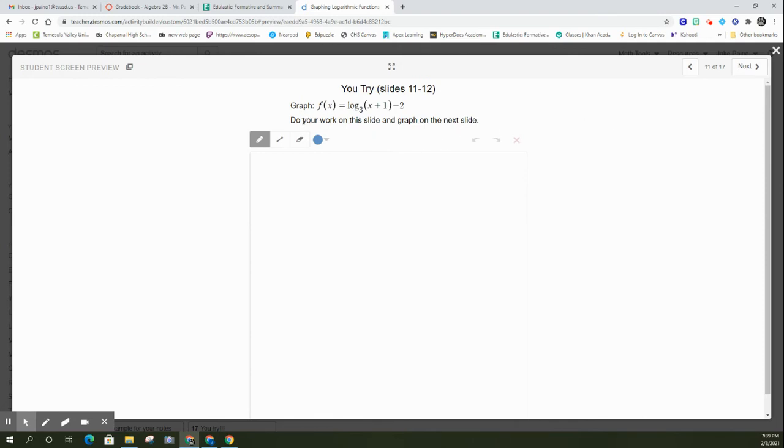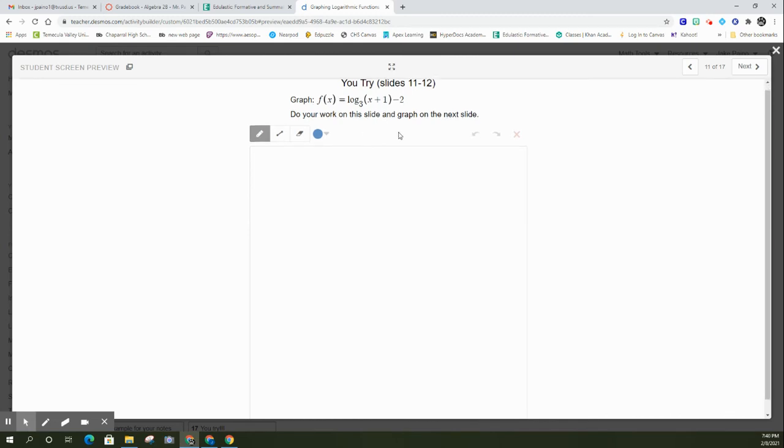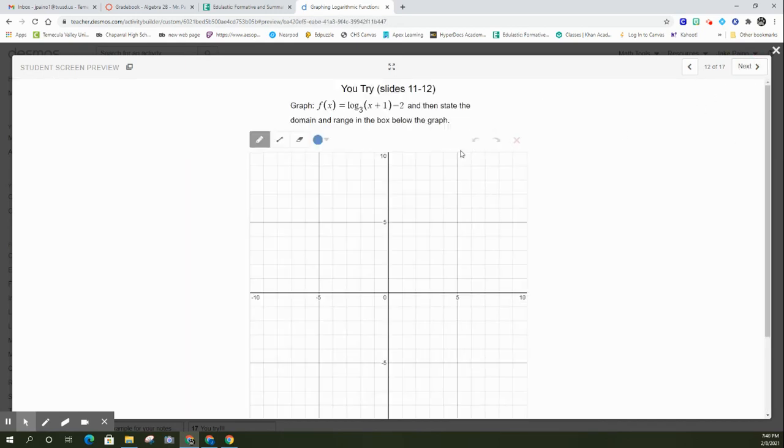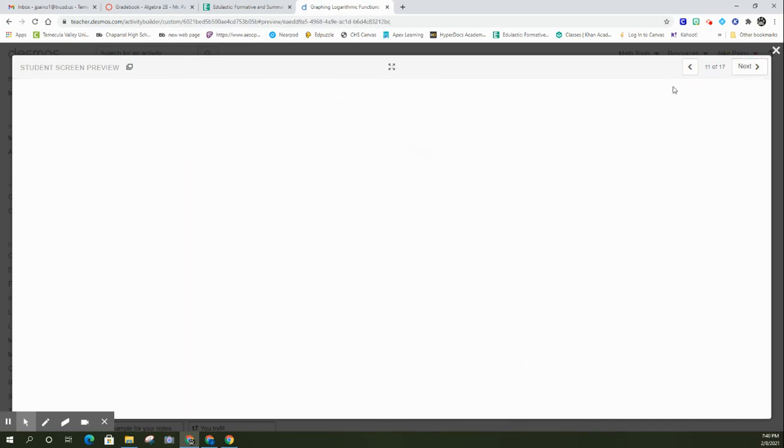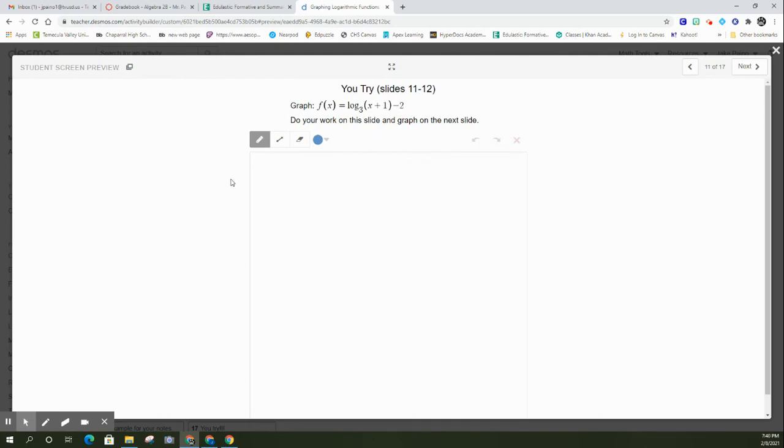Okay. Graph f of x. Do your work on this slide and then graph on the next one. So you'll see there's a graph for you to do. So we've got to do our work. All right, so what's our work? Our work is to find the inverse. So let's do that. Let's switch x and y.